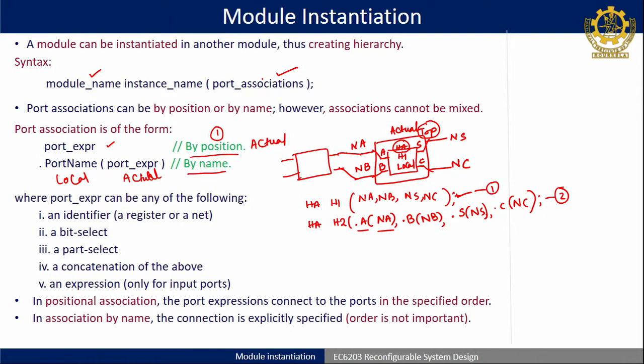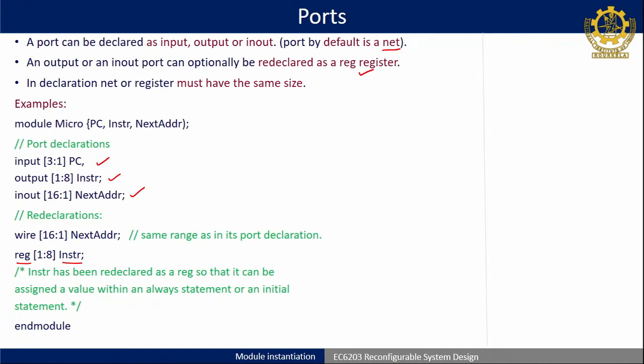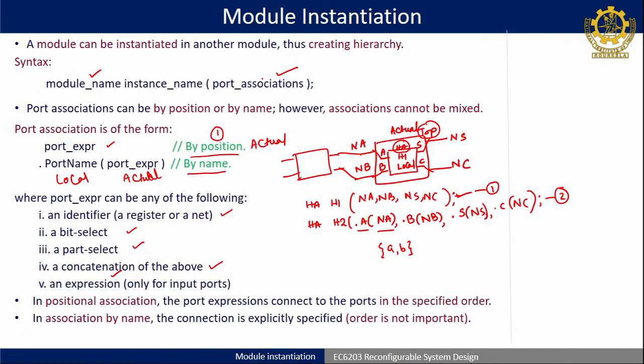Now port expression may have any of the following, like we knew. It may be an identifier, a net or single bit register, a bit select, a part select, or you may have a concatenation also. Directly in between this I can write a concatenation, that is also allowed, and an expression only for the inputs. That example I missed, like I can say a and a.